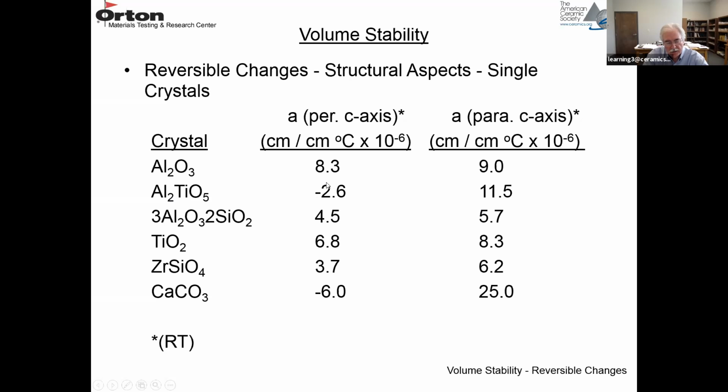Again, there's a negative thermal expansion coefficient here because it has an open structure that allows it to accommodate vibrations in that direction. Mullite is 4.5 and 5.7. TiO2 is 6.8 and 8.3. Zircon is 3.7 and 6.2. And then the calcium carbonate also has a negative thermal expansion in one direction and a large thermal expansion in the opposite direction. These are all room temperature values.